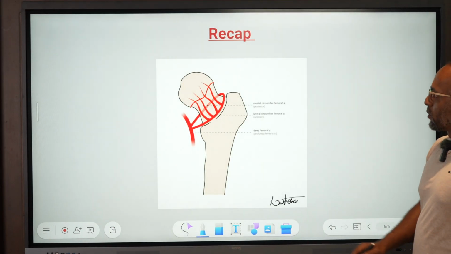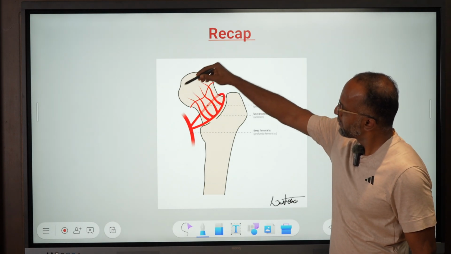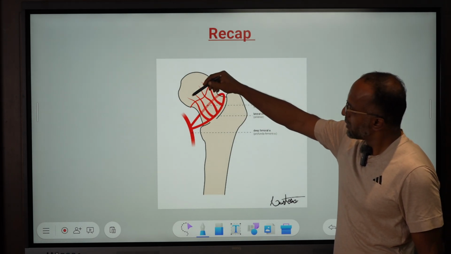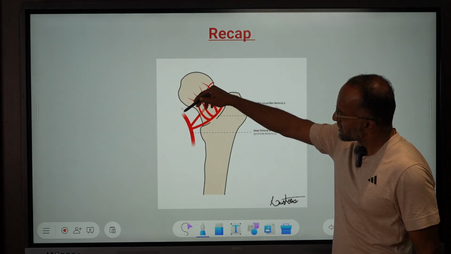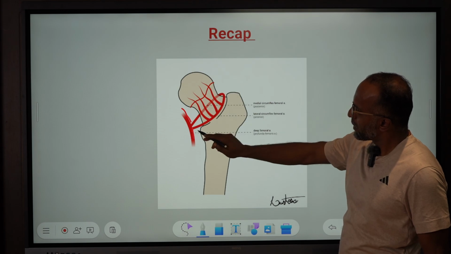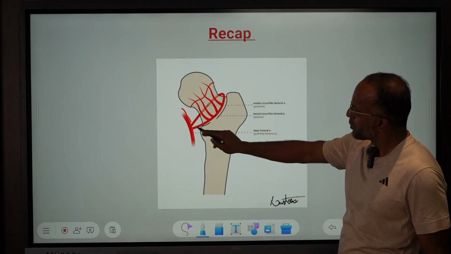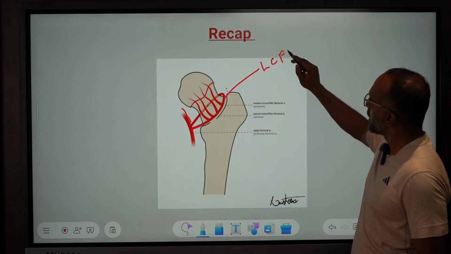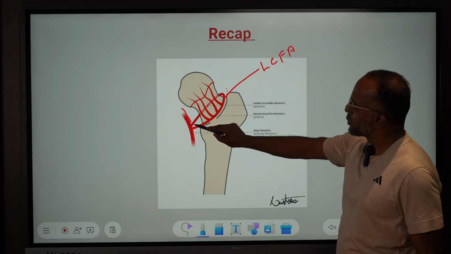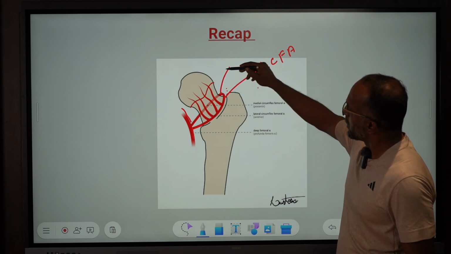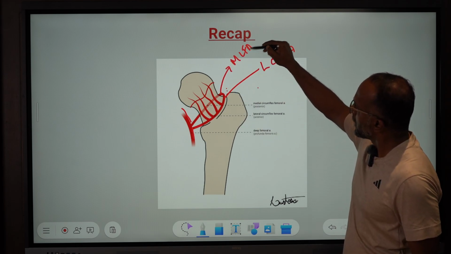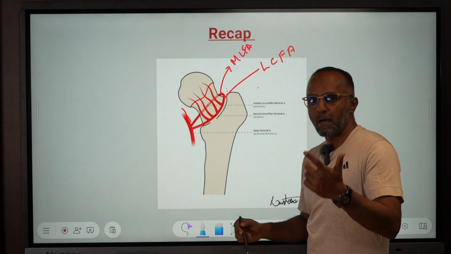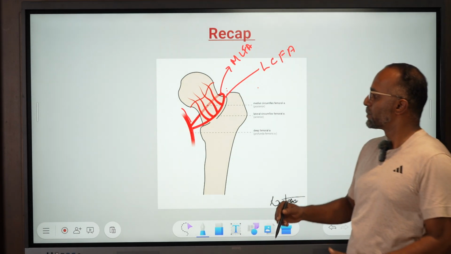Fine. So now coming to the recap. Head of the femur, neck of femur, greater trochanter, lesser trochanter. Okay. So femoral artery. This is the profunda femoris artery. From the profunda femoris artery, the artery which goes laterally or anterior is called the lateral circumflex femoral artery. The branch which goes posterior to the neck of the femur is called the medial circumflex femoral artery, and these two arteries unite to form the extra-capsular arterial ring, which is outside the hip joint capsule.